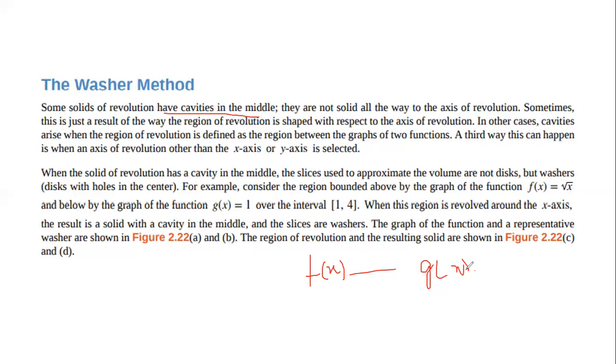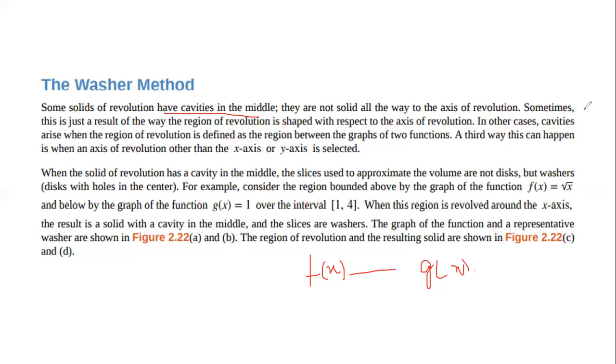So when the solid of revolution has a cavity in the middle, the slices used to approximate the volume are not discs but washers. A washer is basically a disc with a hole in the center. For example, consider the region bounded by the graphs f of x equals under root x and g of x equals 1, with the interval from 1 to 4.